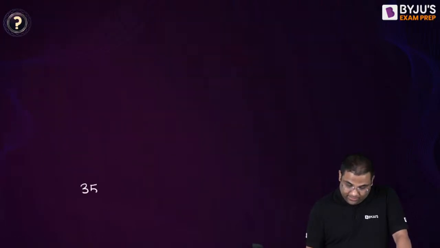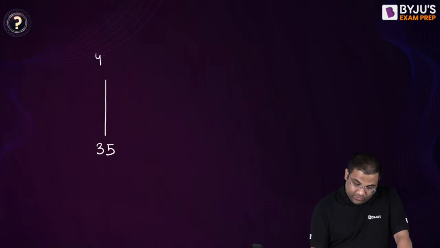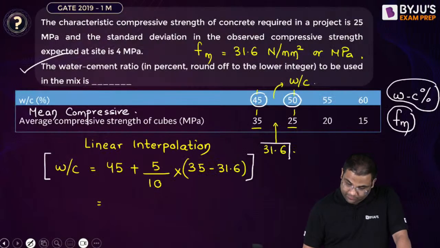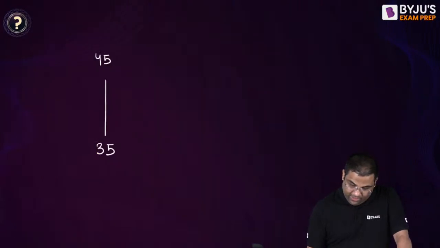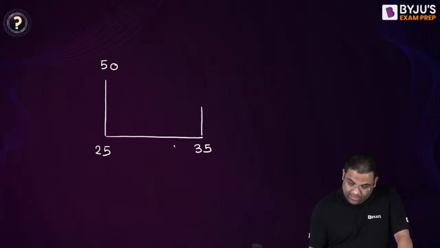We are interpolating between 45 and 50. At 35, you are getting a value of 45. And at 25, you are getting a value of 50 actually. Okay. Learn linear interpolation, please.